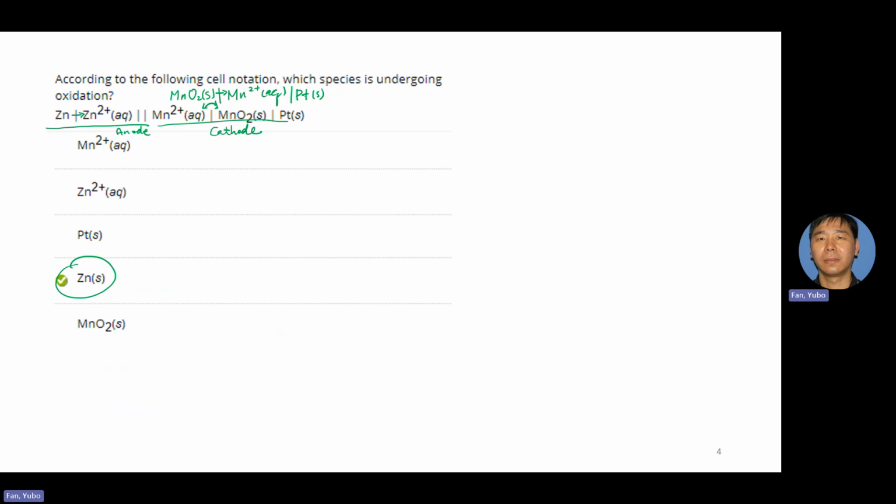So if we write this form, the single line means the reaction happens, like the arrow: left side is the reactant, right side is the product. The double line means salt bridge. So the order is very important. You can't write it wrong, because this is +2 to +4, and for both sides the reactions are oxidation, so that would be wrong.